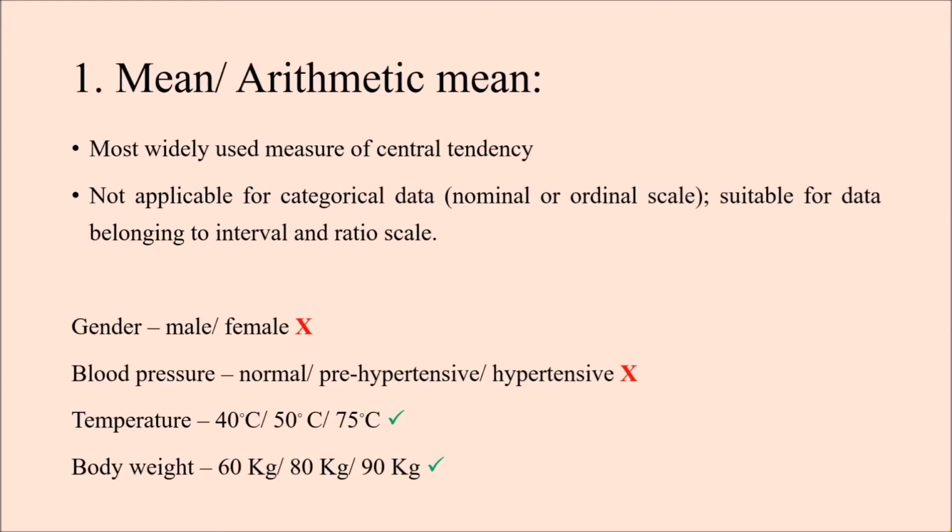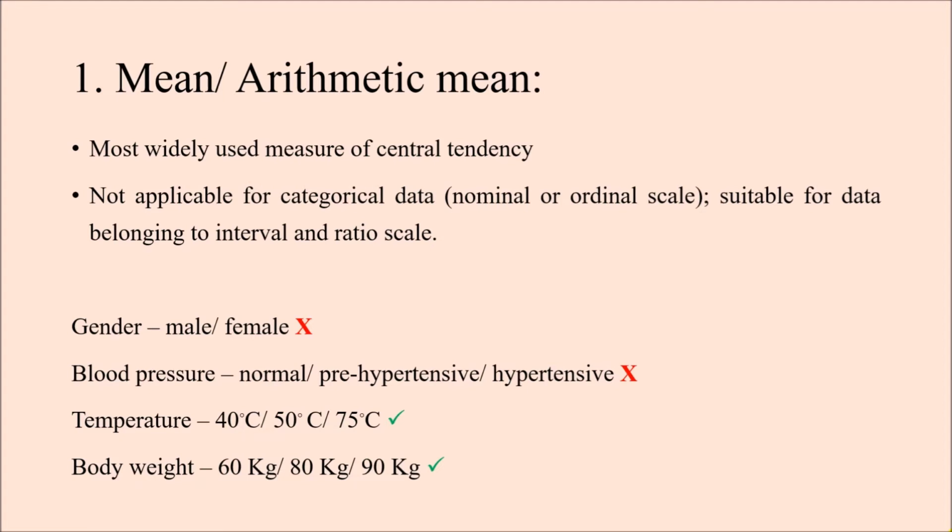Now let us start with the first measure of central tendency, that is the mean. As I mentioned earlier, when we mention mean, we actually mean the arithmetic mean. This is the most widely used measure of central tendency. It is not applicable for categorical data expressed using nominal and ordinal scales, but suitable for data belonging to the interval and ratio scales. In my previous video, I already discussed nominal, ordinal, interval and ratio scales, so by now I hope you understand what these individual scales mean.